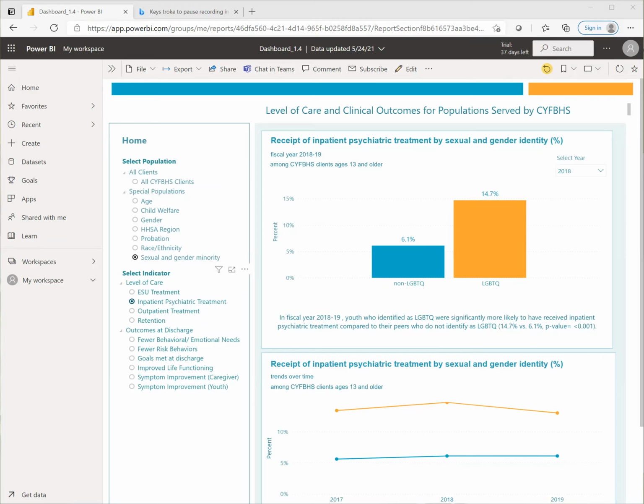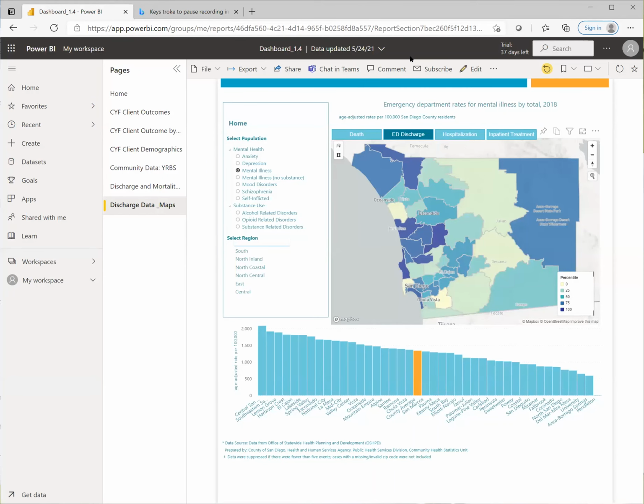So really quickly, we also wanted to demonstrate another feature that we're building into the dashboard, which is the ability to investigate issues of equity spatially. So I've now navigated over to some of our discharge data, specifically our spatial maps. And if you remember, one of the questions that we were interested in exploring today was whether or not there are areas in San Diego County where there are disproportionately higher rates of ED utilization for mental illness. So to investigate this, we're using discharge and mortality data that are compiled by OSHPD and prepared by San Diego County's Community Health Statistics Unit. And so the map that we have here is showing rates by the 41 sub-regional areas in San Diego County, or SRAs. And you can see that these darker spots are indicating higher rates of ED discharge for mental illness.